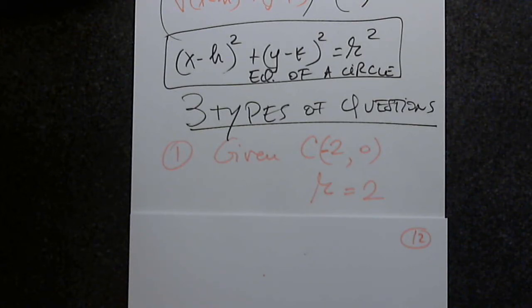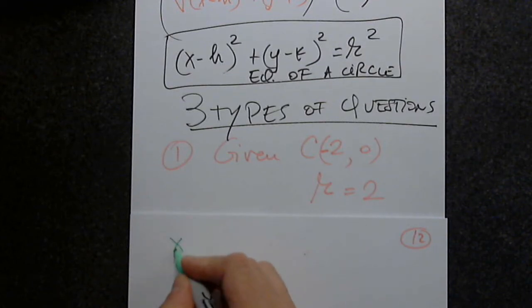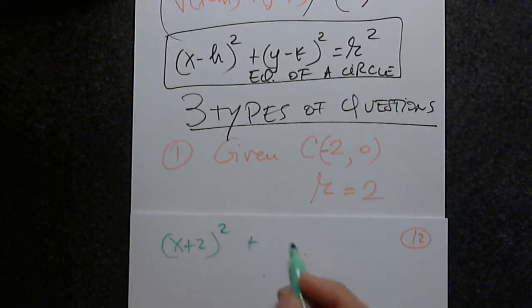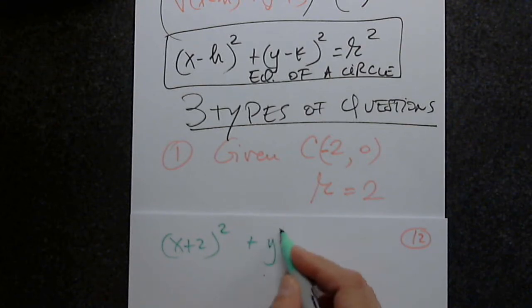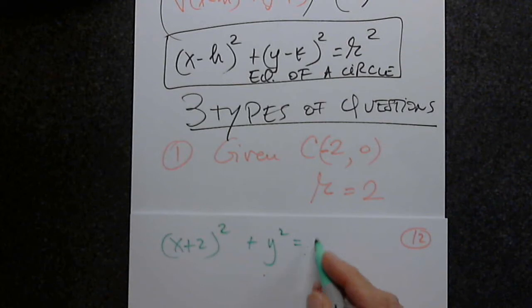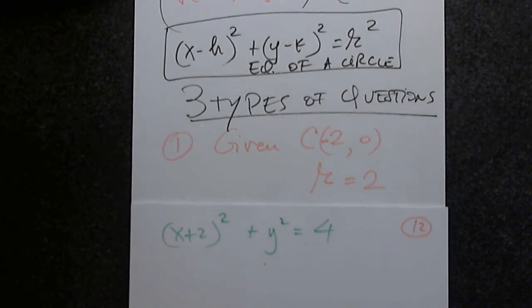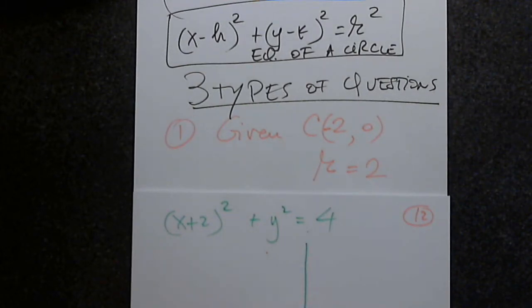X minus negative 2, squared. Perfect. X plus 2 squared. Awesome. Plus y minus 0. Very good. Y squared equals? Very good. This is it. This is the equation of the circle with center -2, 0 and radius 2. And let's say we're asked to graph it. No problem. Here's how we graph the circle.